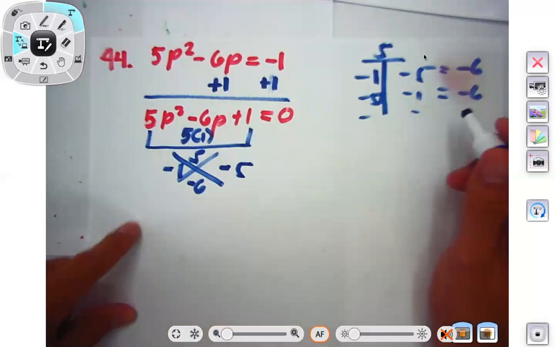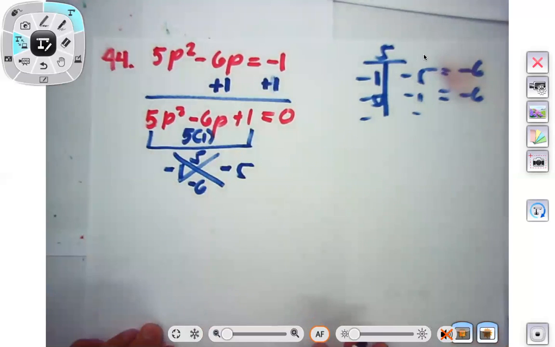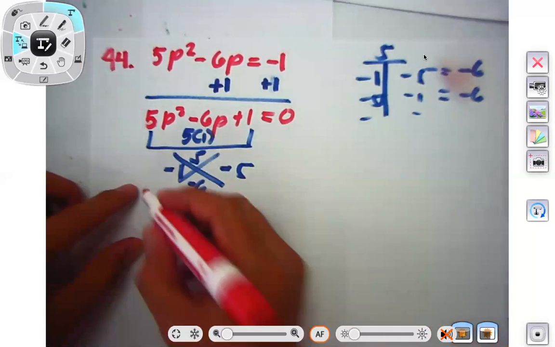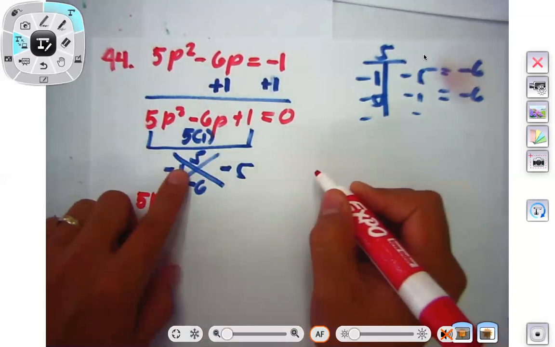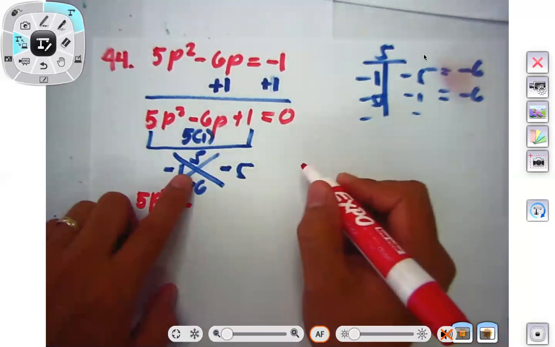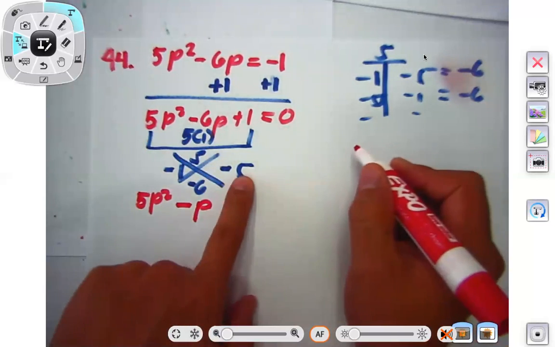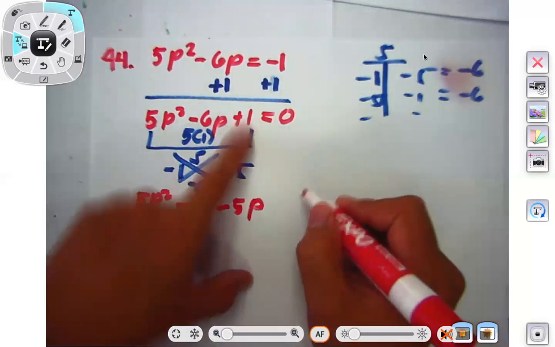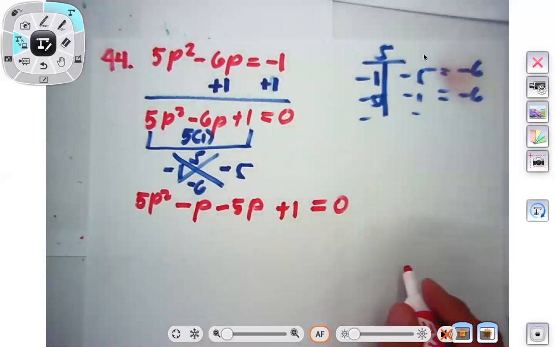So we can expand this. Don't just write p minus 1, p minus 5, because that would be wrong. What you'll do is expand. So we have 5p squared, negative 1p, or simply negative p, negative 5p, plus 1 equals 0. So let's factor this one now.